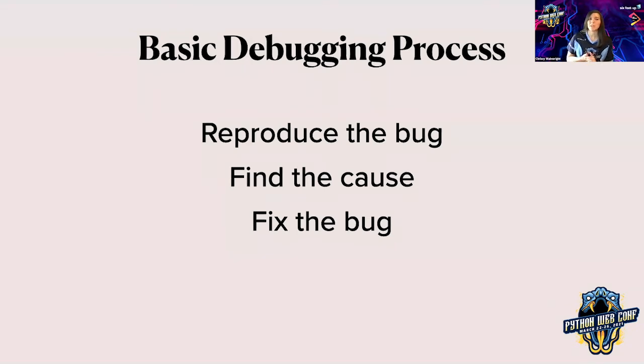So I've broken up the debugging process into three main steps of reproduce the bug, find the cause, and then fix the bug. Finding the cause can sometimes be the most time-consuming part, especially if the issue is not immediately obvious. It sends you off trying to figure out what piece of code is actually causing the problem.